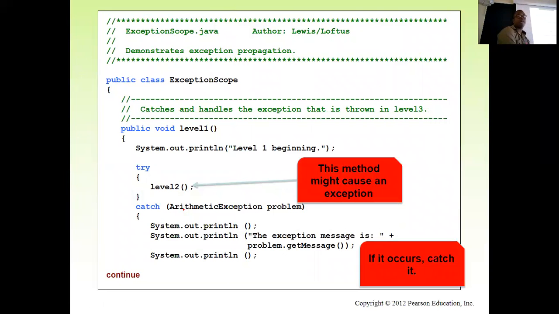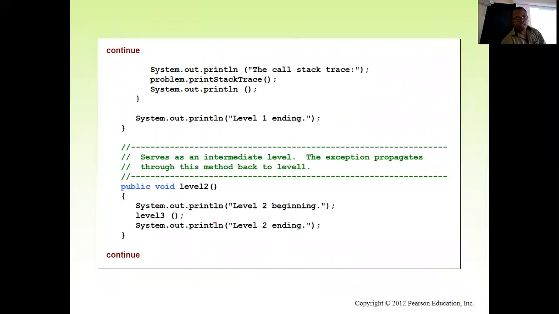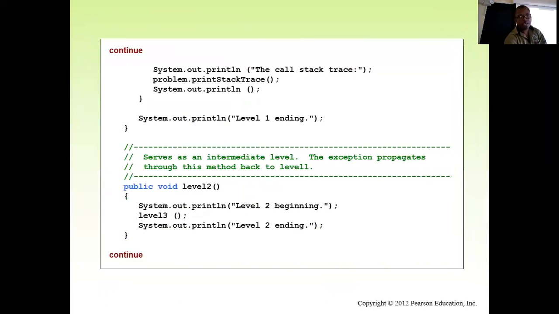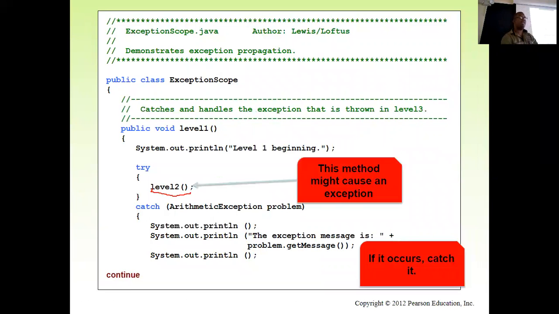Now, let's look at this example where we put a call to level 2 inside our try statement. Level 2 is a method that calls level 3 inside of it. And inside level 3 is where we have a possibility that a division by 0 can occur. Yes? Notice we handle the exception where? Where we have the level 2 call.